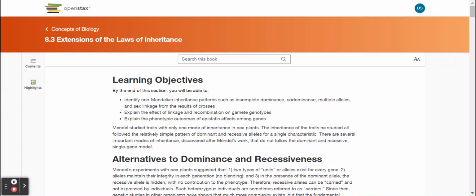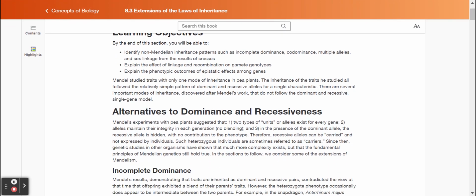Section 8.3, Extensions of the Laws of Inheritance. By the end of this section, you will be able to identify non-Mendelian inheritance patterns such as incomplete dominance, codominance, multiple alleles, and sex linkage from the results of crosses. Explain the effect of linkage and recombination on gamete genotypes, and explain the phenotypic outcomes of epistatic effects among genes.